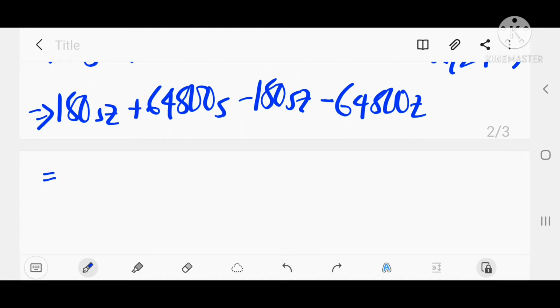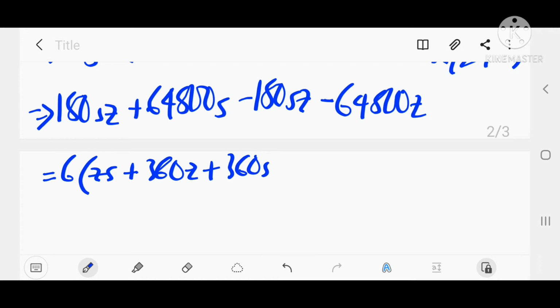So we have 6 bracket open, s times z, that gives us zs. Then plus 360z plus 360s, plus 129,600. Then we close the bracket.